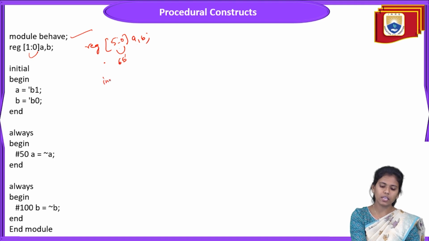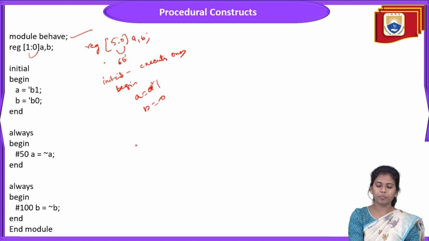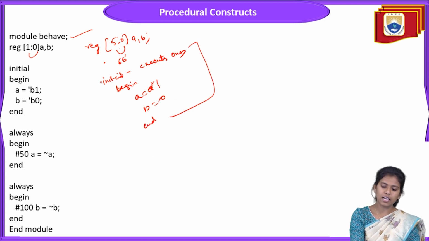Now I'm initializing. Initial executes only once. And now I'm beginning: A is equal to 1, B is equal to 0. And I'm ending with this. Now initial is done. Now I have to go with the always.